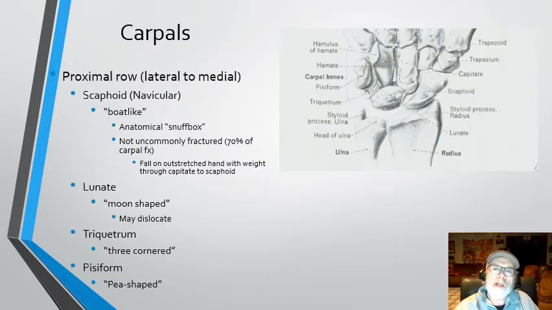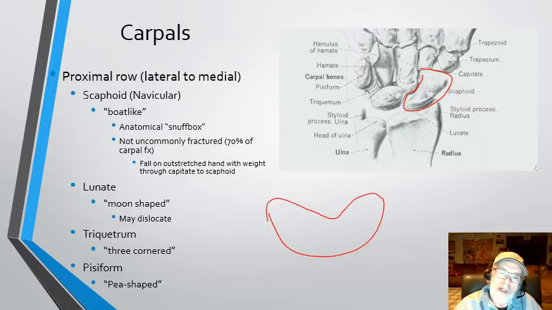Okay, let's talk about that proximal row. There's only a couple carpal bones that I think are really exciting for me. Now the first one is really exciting, and that's this bone right here. This bone right here is called the navicular or the scaphoid. Scaphoid means boat-like. And if I looked at it from the side, it would be like this. This area right here is the depression right here.